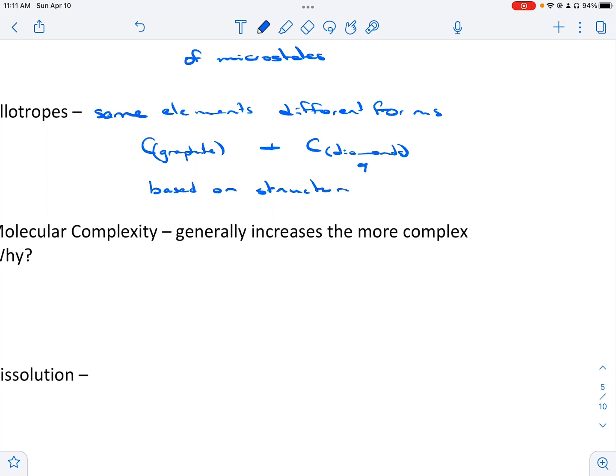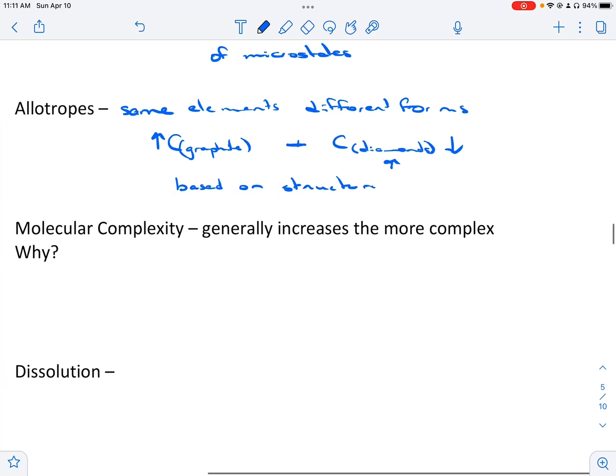Carbon diamond is going to be lower than graphite because diamonds are very rigid and structured. So carbon diamonds are going to be lower than graphite because it is so structured and rigid. All right, that's what we call a coordination complex.